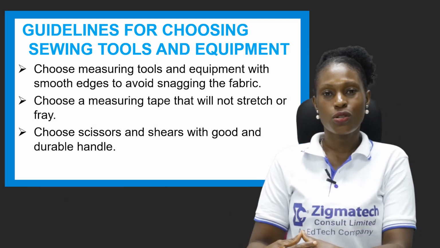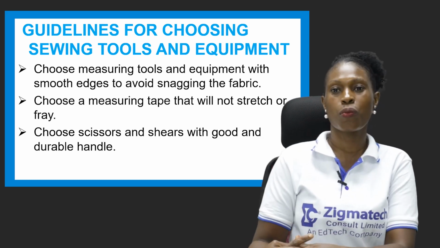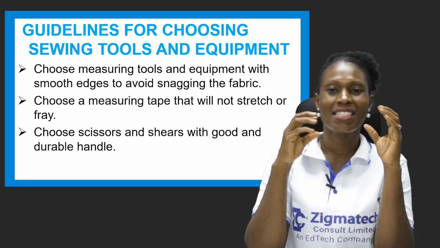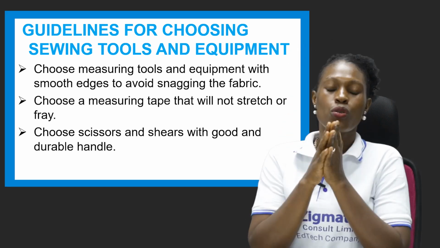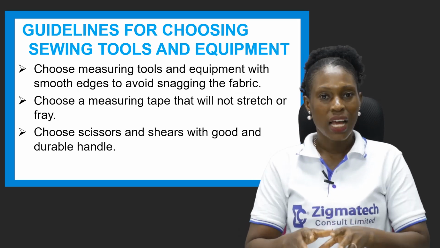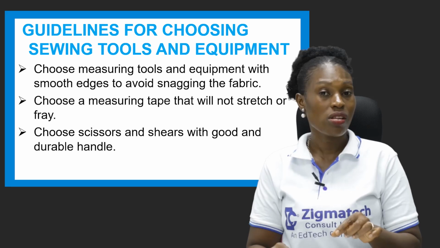Now, the first thing you need to put into consideration is that when you need to choose measuring tools and equipment, you have to look for those that have smooth edges to avoid snagging the fabric. When you pick that, you have to make sure it is smooth, because if it's not smooth, as you're using it, it will pick the fabric and cause it to snag.